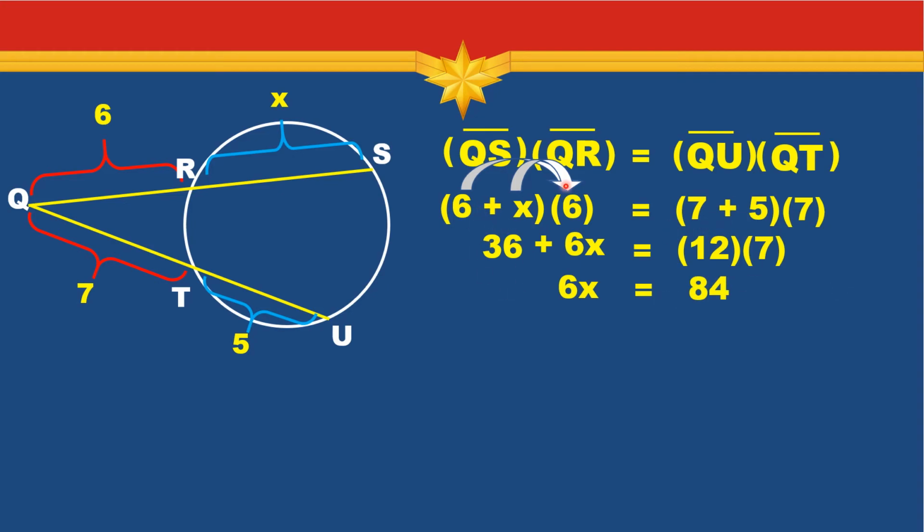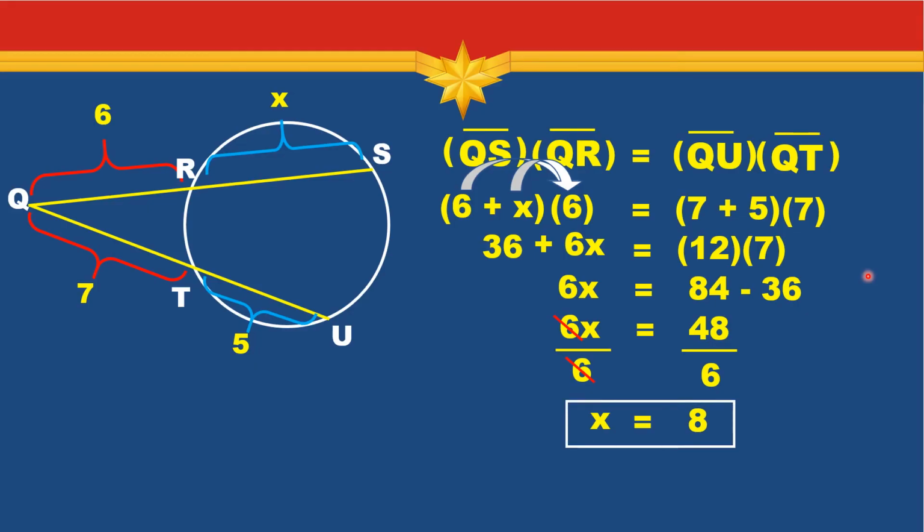And then, let us transpose positive 36. It will become negative 36. So, we have 6x is equal to 84 minus 36 is 48. And then, by division property of equality, divide natin both sides by 6 para ma-cancel yung 6 natin. So, ang matitira natin, x na lang equals 48 divided by 6 is 8. Ayan. It's the value of our x.